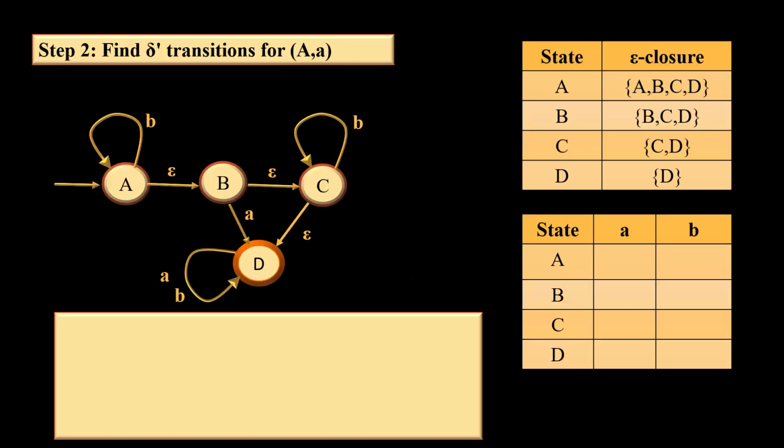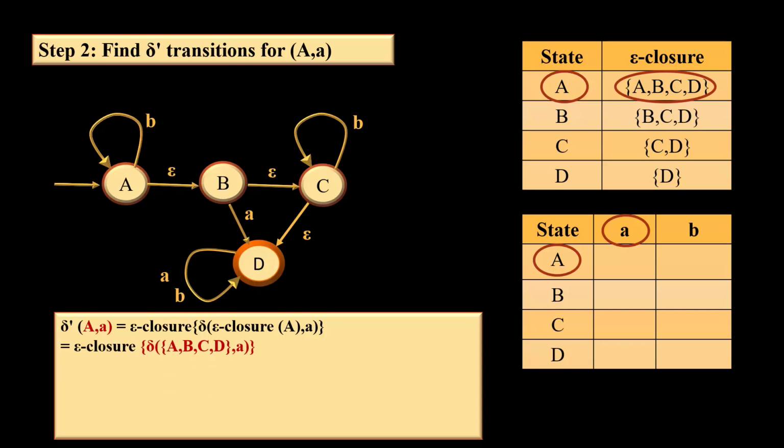Next, we come to generation of delta transition. First, to start with, initially we will have A comma A. That means we are basically considering E closure of A comma A. What is E closure of A? As per the table, E closure of A is A, B, C and D. So we need to consider transition from A comma A union B comma A union C comma A union D comma A.